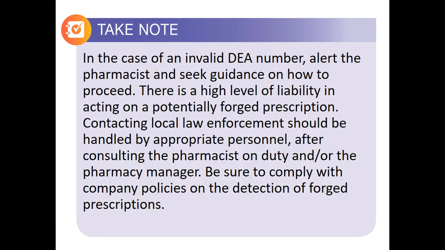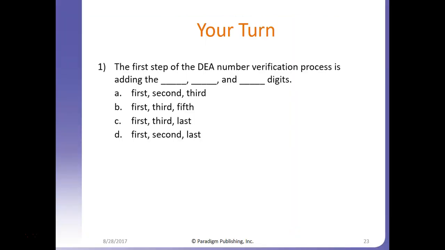In the case of an invalid DEA number, we would alert the pharmacist before we went on. Most likely it's a forged prescription, and then contacting law enforcement might be indicated, but that should be handled by the store manager or the pharmacy manager, not the technician. After consulting the pharmacist on duty, or the pharmacy manager or the store manager, be sure to comply with the company policies on the detection of forged prescriptions.